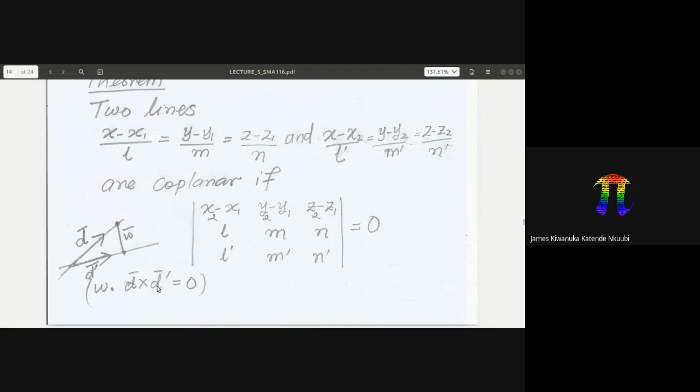And that volume is W dot D cross D prime, where D prime is the vector on this line, and D is a vector along the other line. So you can see if you get this as 0, then your work is done. It means the two lines are on the same plane, because it's just the volume of a parallelepiped formed by these three vectors, and that will be 0 if they're on the same plane.